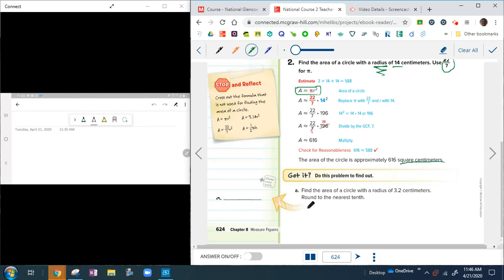All right, let's stop and reflect here. Cross out the formula that is not used for finding the area of a circle. Well, let's see, which one do you think it is? This one, this one, this one, or this one?